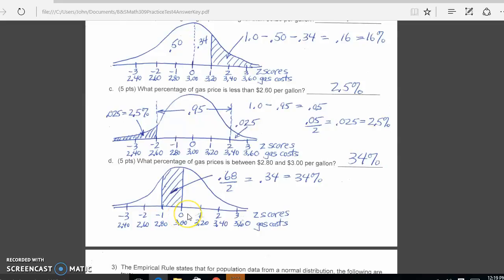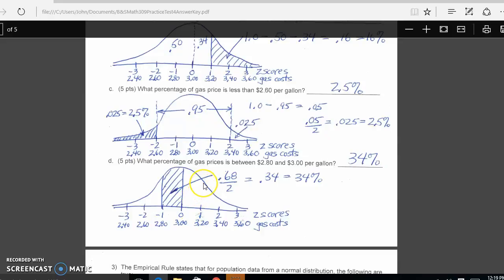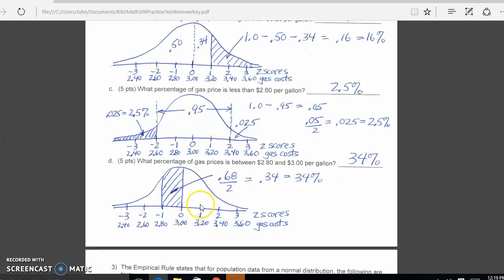So I know from the empirical rule, the first part of the empirical rule tells me that 68% of the data lies between -1 and +1 standard deviation. I also know that the normal curve is symmetric, so half of my data is to the left, half to the right of this line right down through the mean.